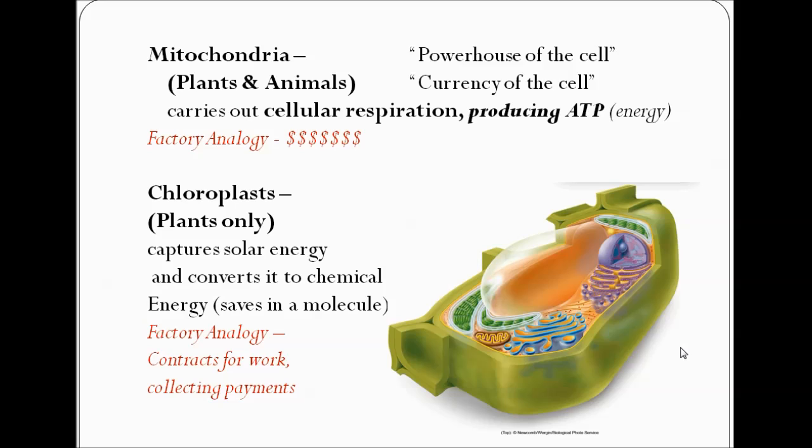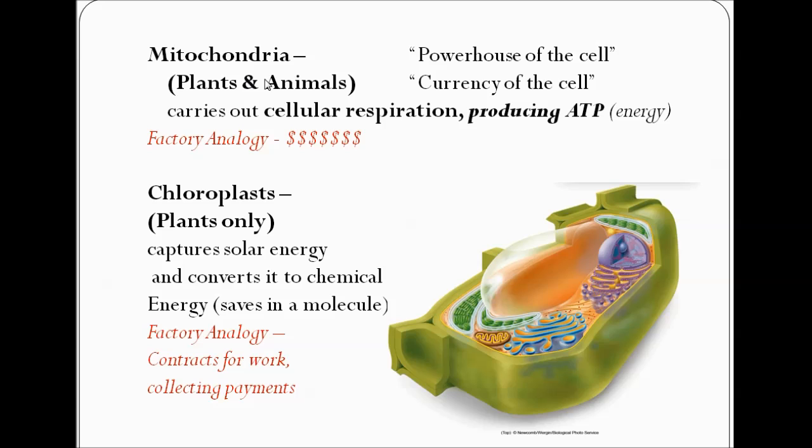All right, so let's talk about mitochondria. I think you've been hearing about that your whole life probably. The powerhouse of the cell, the currency of the cell. It's what makes the energy that makes everything go. And so actually it's releasing energy through cellular respiration. So this is the mitochondria right here, and it produces ATP. It breaks down your food that you've eaten and releases the energy from it so you can do whatever it is you need to do. Our factory analogy sometimes is it's the money, because it's what runs everything here.